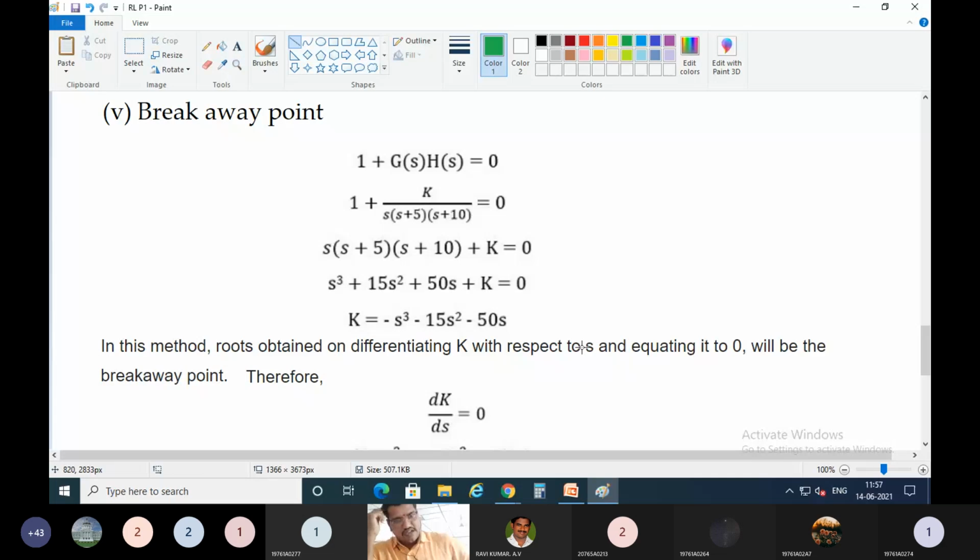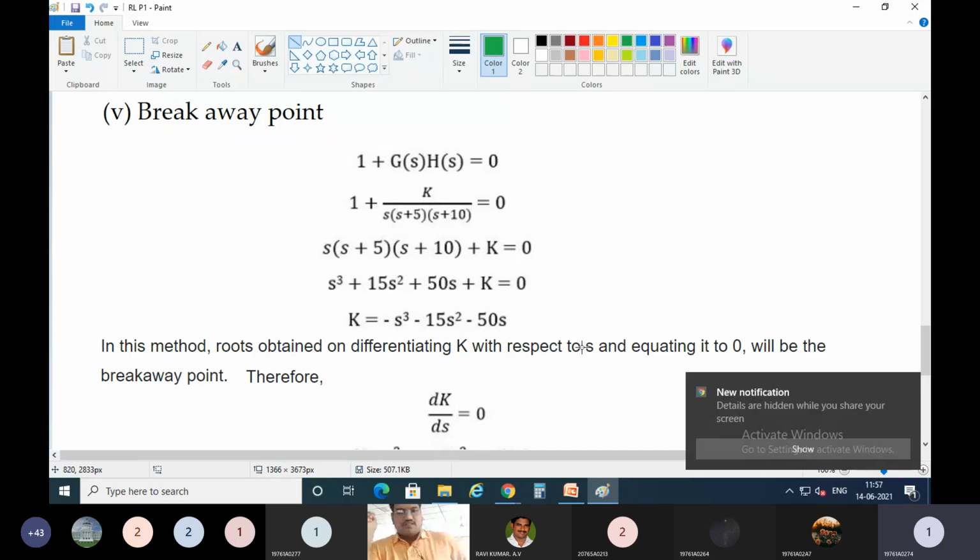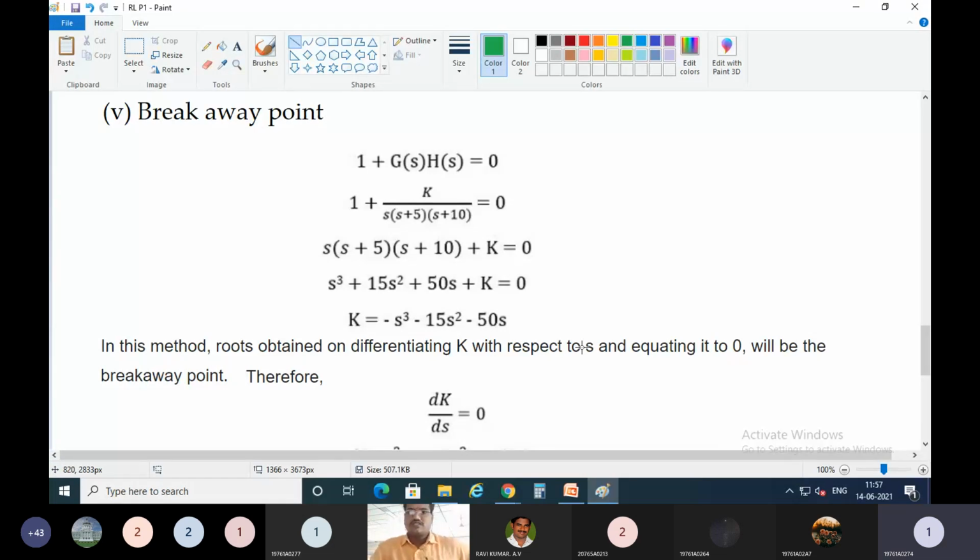I already gave the first characteristic. Let us write the characteristic equation. Second step, after writing the characteristic equation, we have to form the equation k equal to f of s. So we bring k to the LHS and take the remaining part to the RHS. So that is the equation, second step: k equal to some function f of s.